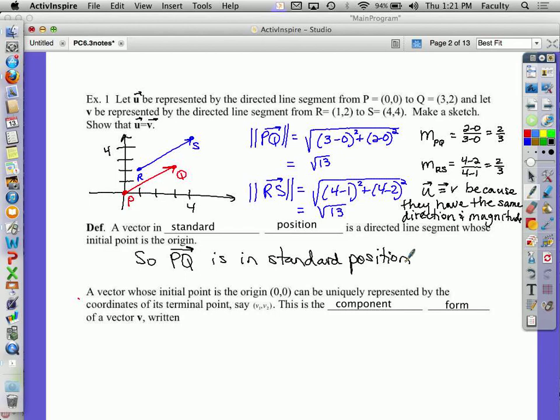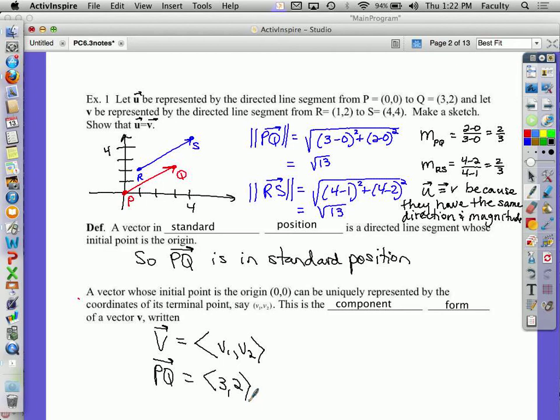A vector whose initial point is the origin can be uniquely represented by the coordinates of its terminal point, say v sub 1 comma v sub 2. This is called component form. And the way that you're going to write component form is like this. This is going to be new notation for us. It almost looks like V's. It's not a parenthesis, it's not a bracket, but this is called vector notation for component form. So vector PQ is written as 3 comma 2, and that's component form because it started at 0, 0.